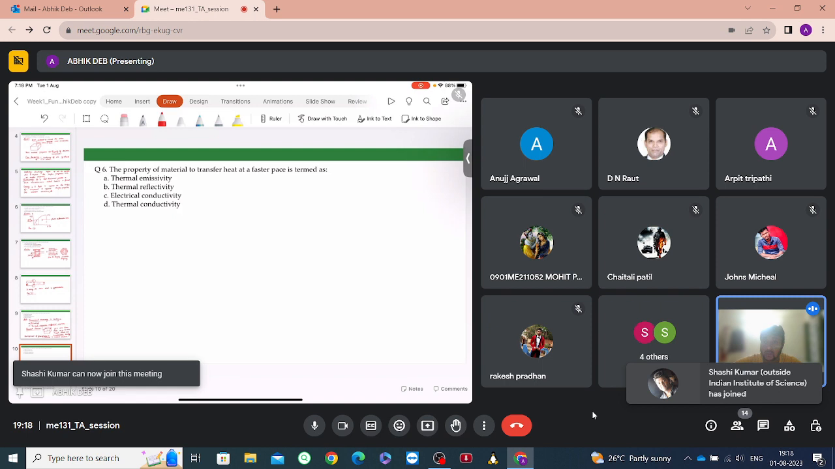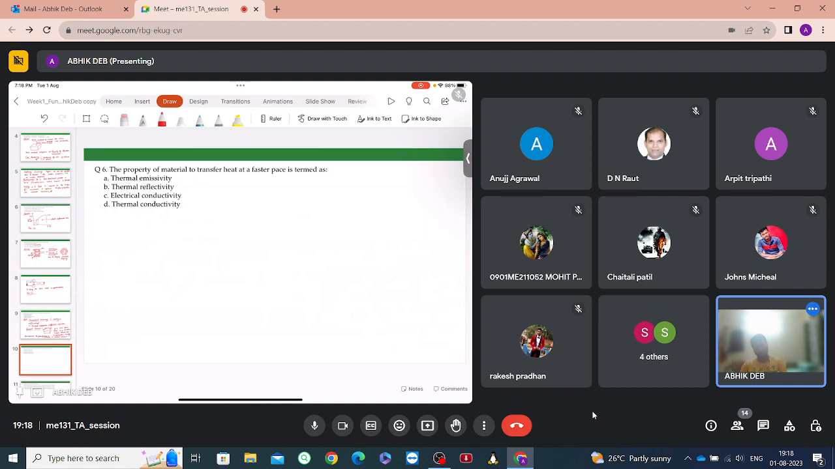The property of a material to transfer heat at a faster pace is which one? Thermal conductivity. Okay, so the answer is D, thermal conductivity.